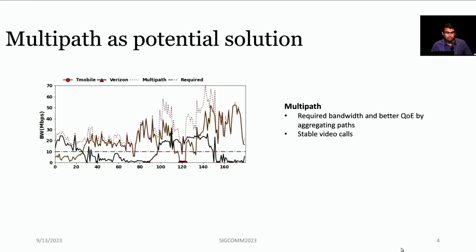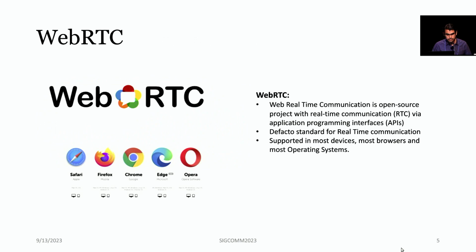Multipath, where you can use more than a single path, such as Wi-Fi and cellular, or multiple cellular networks, can provide a potential solution. As we see, if there is a place where T-Mobile cannot provide the required bandwidth, it could be compensated by Verizon. Or if Verizon cannot provide the required bandwidth, it could be compensated by T-Mobile. And a place where both of them provide the required bandwidth can only lead to a better quality of video.